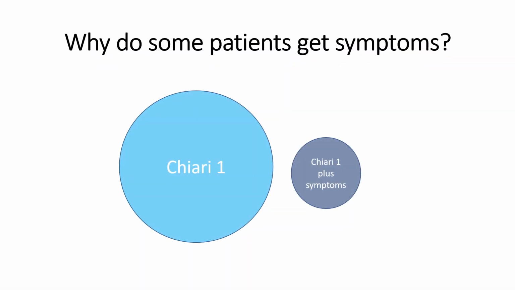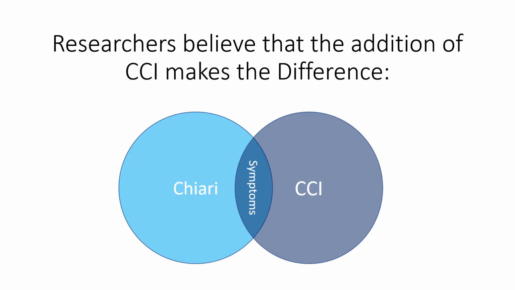So again, why do some patients get symptoms? We've got an awful lot of people walking around with Chiari who will never have symptoms, and a small number that have severe symptoms. And the researchers believe that it's the addition of CCI, or craniocervical instability, that makes the difference, that causes patients to have symptoms, meaning they have to have both Chiari and CCI. Having Chiari alone doesn't do it.